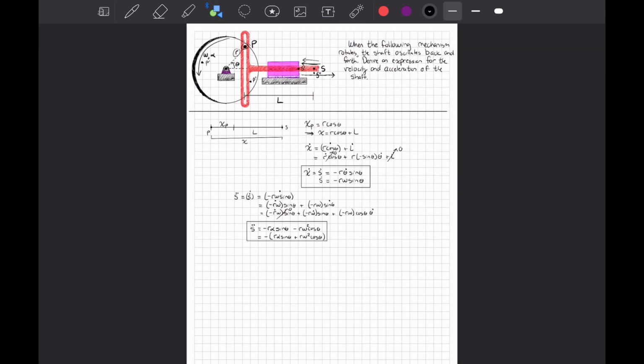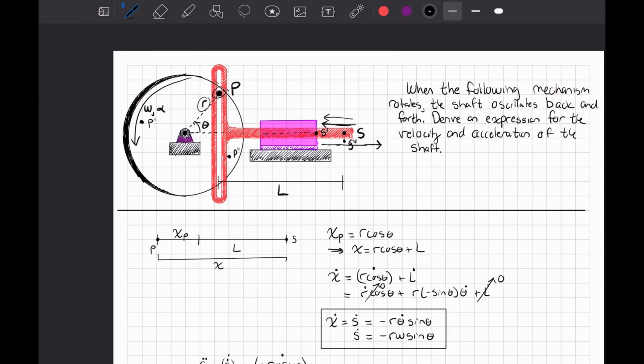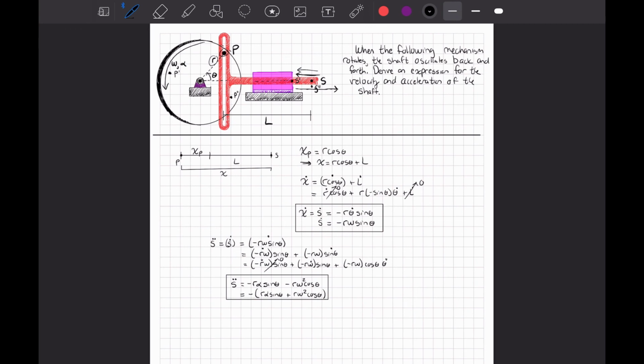So to summarize, we recognized the constraint of the point P with some point S on the shaft. And due to the constrained cyclical motion of point P, we're able to derive an expression for the velocity and acceleration of the shaft. Okay, that's it for this problem.